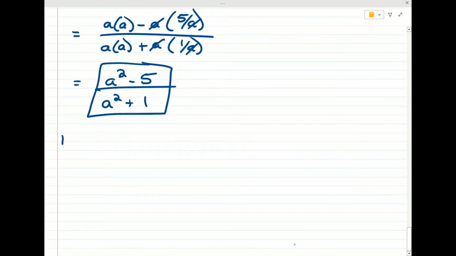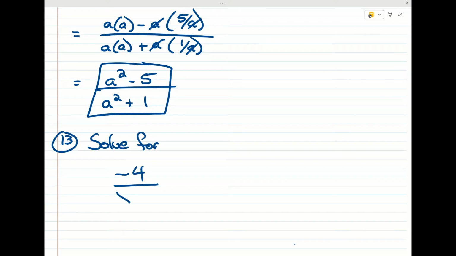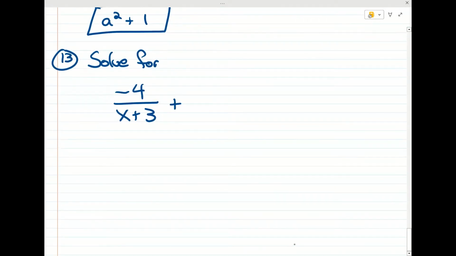Problem 13 is similar. So we're going to be solving a rational equation. So I'll just ask you to solve for x. And it'll be negative 4 over x plus 3 plus 5 over x minus 3 is equal to 35 over x squared minus 9.